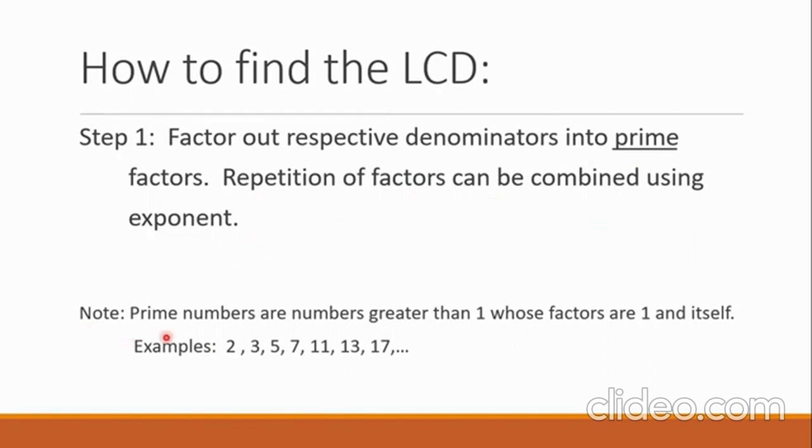There is a note that prime numbers are numbers greater than 1 whose factors are 1 and itself. We have examples here: 2 as the smallest prime number, followed by 3, 5, 7, 11, 13, 17, and so forth. These numbers have factors, that is, only the number 1 and itself.